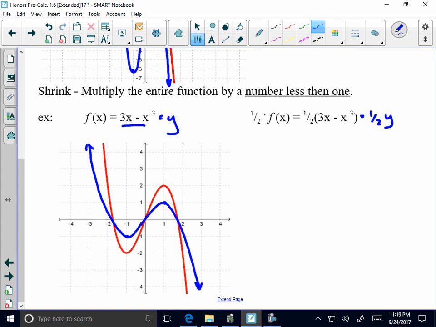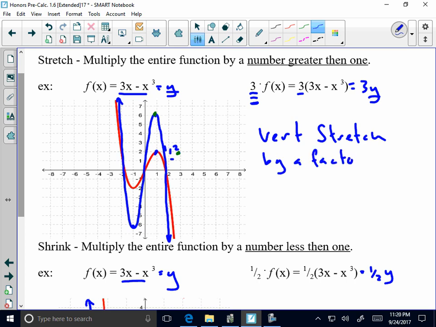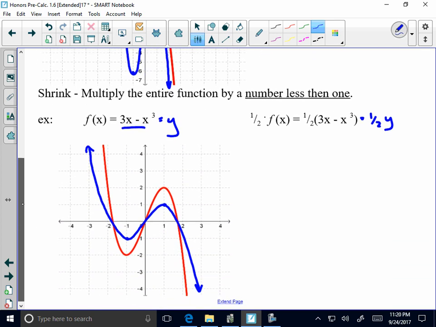Now we would call this a vertical stretch by a factor of 3, because we have function values that are 3 times their previous value.